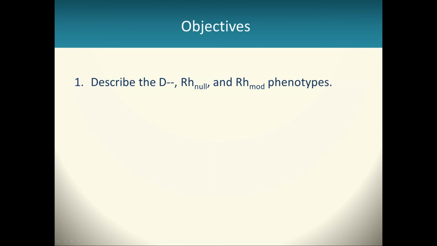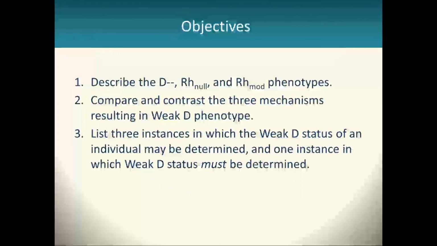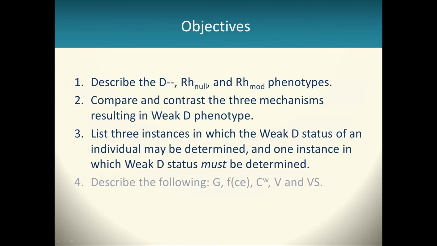Here are the objectives for part 2 of our presentation. You'll be able to describe the D--, Rh null, and Rh mod phenotypes, compare and contrast the 3 mechanisms resulting in weak D phenotype, list 3 instances in which the weak D status of an individual may be determined, and 1 instance in which weak D status must be determined, and lastly, describe the following: G, F, CW, V, and VS.